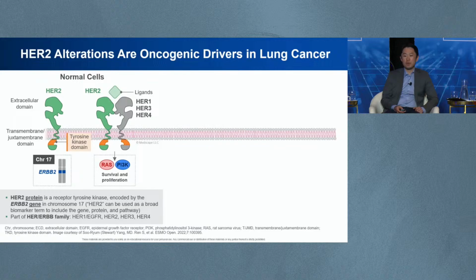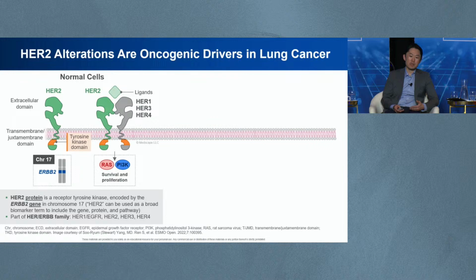And so just a quick overview of the underlying biology. HER2 protein is a receptor tyrosine kinase that's encoded by the ERBB2 gene on chromosome 17. Now, HER2 and ERBB2, these terms can be used interchangeably to refer to the gene, the protein, as well as the pathway. And so you'll hear this used interchangeably throughout the talk and in clinical practice. And so HER2 is composed of an extracellular domain on the surface. You also have a transmembrane or juxtamembrane domain in the middle, and then the tyrosine kinase domain, or TKD, which is really the main engine of this protein.